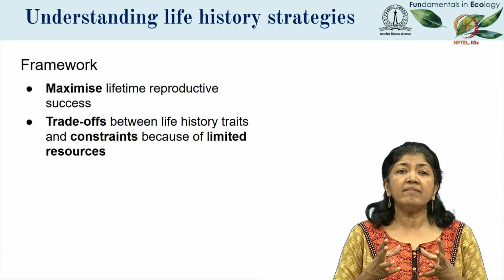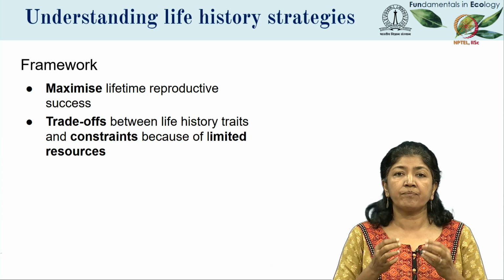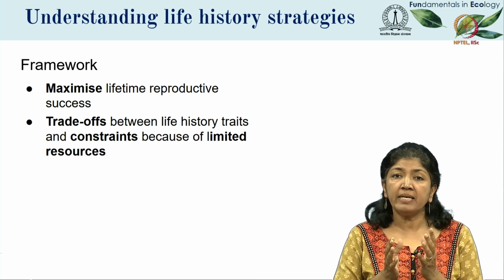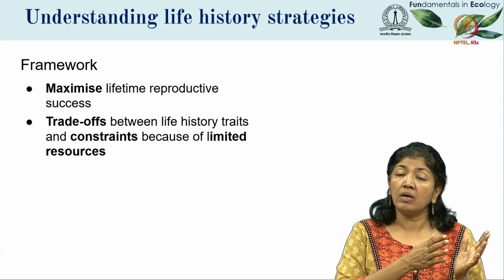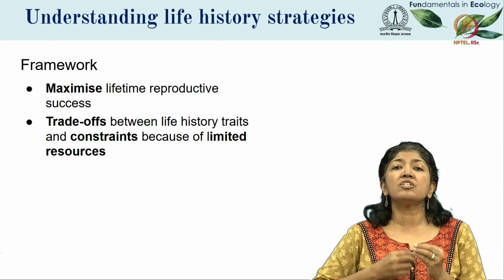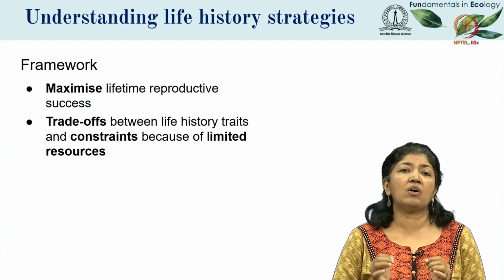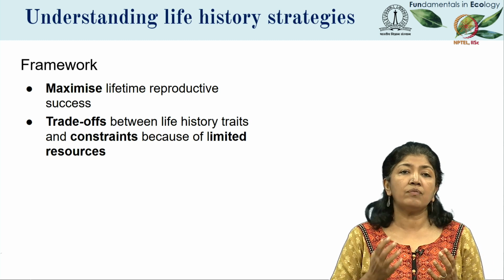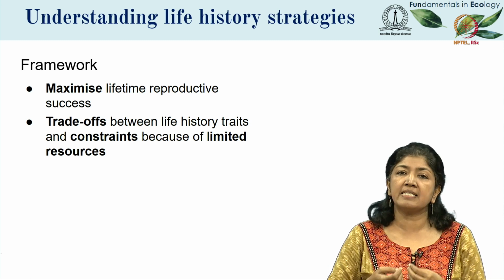Now, an individual experiences trade-offs between life history traits. That is, the resources available to an individual are limited, which means if it allocates them towards one trait like growth, there is now less available for another trait like reproduction. So, the suites of traits that can evolve are constrained. This is a key concept in life history theory: there are trade-offs because of limited resources, which can constrain the suites of traits that can evolve.